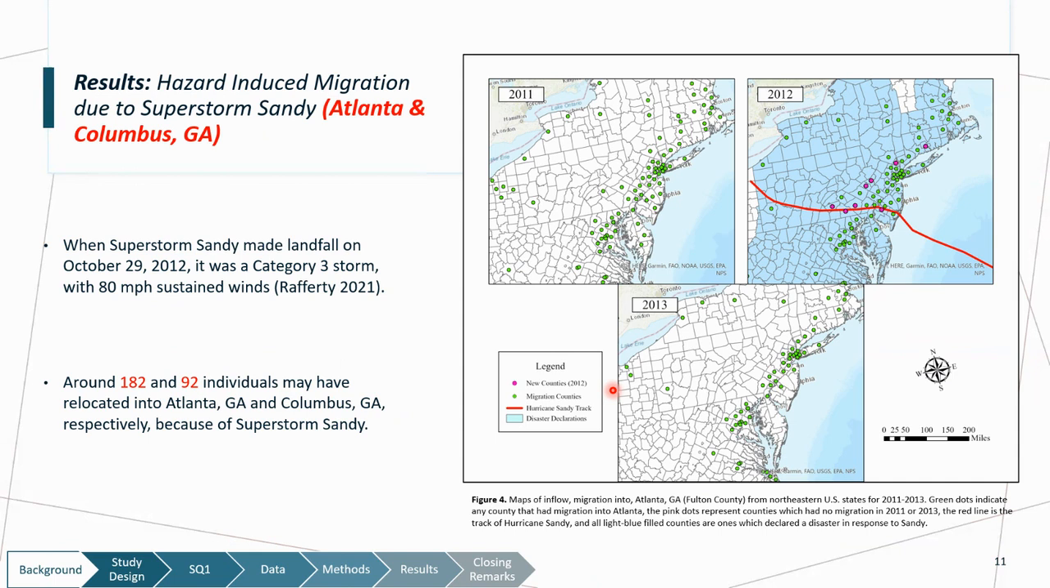So again, in 2012, you can see that the red dots have popped up, right? And then in the next one, in 2013, the newer counties, from which people suddenly were migrating into Atlanta, have vanished from the map. The older few counties still remain. So there's a difference. Again, we're deducing that because of Superstorm Sandy, people have been moving into Atlanta. But that's a big city.